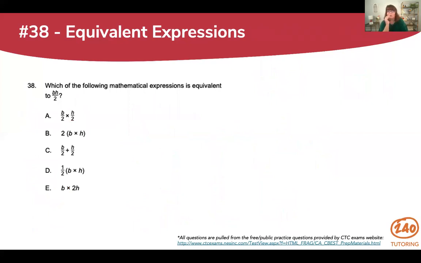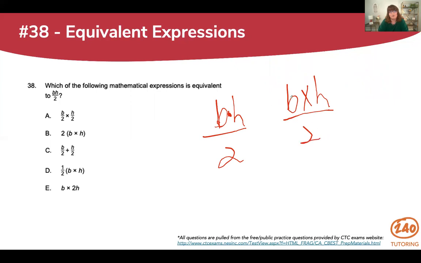This one is just, do you have some basic understanding of math principles here? So it says, which of the following expressions is equivalent to BH divided by 2? BH divided by 2. Now, hopefully, you know when we see two letters next to each other, or a number and a letter next to each other, it's implying multiplication. I could put that dot there, or I could even rewrite this to say B times H divided by 2. So I know I'm multiplying B times H, and I'm dividing by 2.